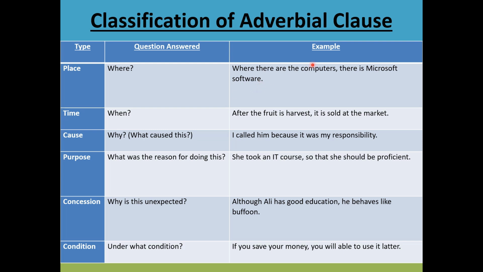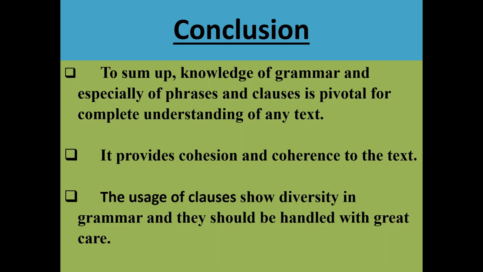Where there are the computers, there is Microsoft software. After the fruit is harvested, it is sold at the market. तो अब यहाँ पे देखें after the fruit is harvested when के through refer हो रहा है. I called him because it was my responsibility, because why के through refer हो रहा है. She took an IT course so that, so जो है वो purpose को refer करता है. Although Ali has good education, though, although, even though ये condition और concession में आ जाते हैं और यहाँ पे if भी आपका condition में आ जाएगा. And I think so now all these types would be clear to you.